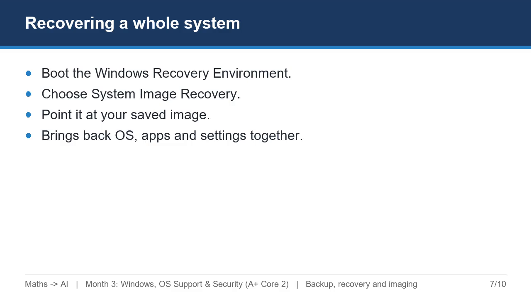To recover an entire system, you boot into the Windows Recovery Environment, often reached by interrupting startup a few times or from install media. From there, choose System Image Recovery and point it at the image you created. It restores the operating system, applications, and settings together, so the machine comes back exactly as it was when you took the image.